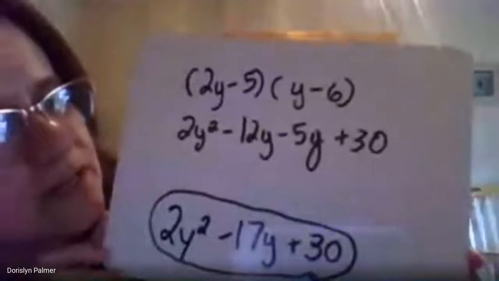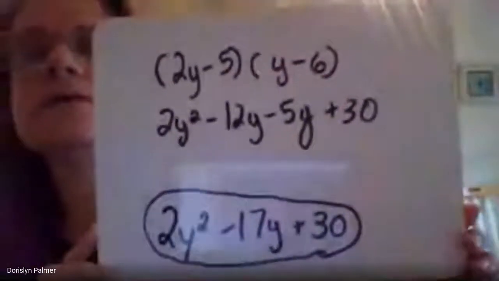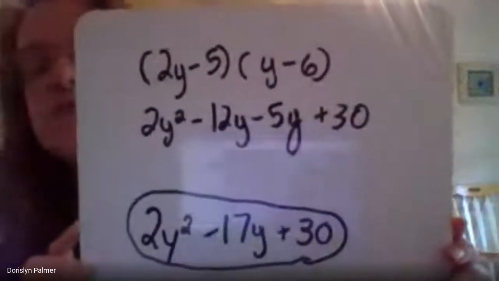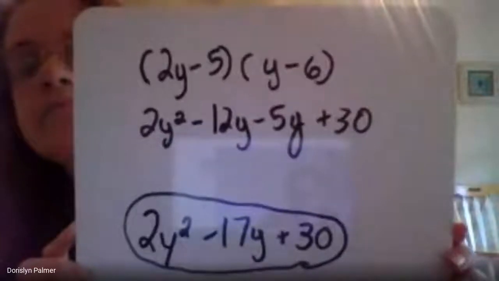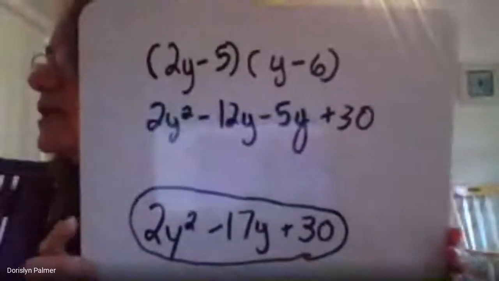Then we can add together the negative 12y minus 5y. You get negative 17y plus 30. So that's for 2C. And Lauren, could you tell us what you got for 2D? For 2D, I got 15a squared minus 14a minus 8. Good. 15a squared minus 14a minus 8.